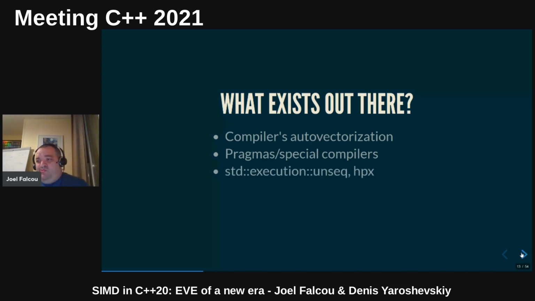Okay, but maybe there is something in the standard library. So there is an unseq execution policy in the standard library that is supposed to trigger auto-vectorization, but as we see, it kind of fails. You have other libraries like HPX that try to fill this gap. But still, again, it's mostly either best effort or quality of implementation of the compiler.